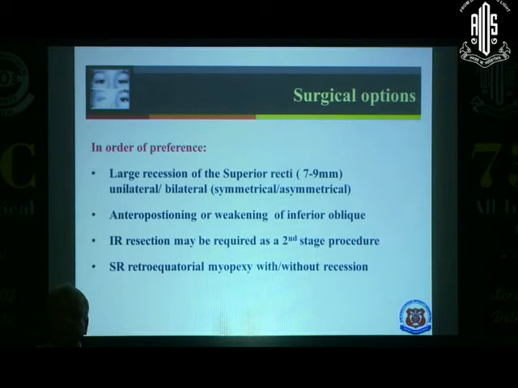Anteropositioning or weakening of the inferior oblique is the second option, and inferior rectus resection is usually done as a second stage procedure. In cases with a smaller degree, retroequatorial myopexy, with or without recession of the superior rectus, is done.